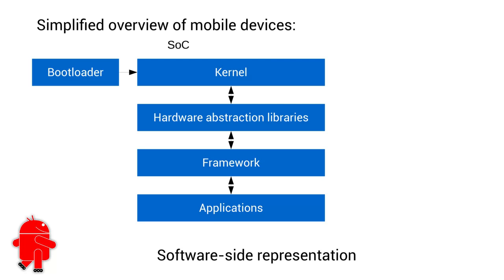Usually, we have hardware abstraction libraries that interact with the kernel. So these libraries hold the various ways of interpreting the informations from the hardware. So they use the kernel to communicate with the hardware and basically report back the information to the Android framework that contains all the APIs that the applications can use to communicate with the hardware. So these applications are on the very top of the operating system.